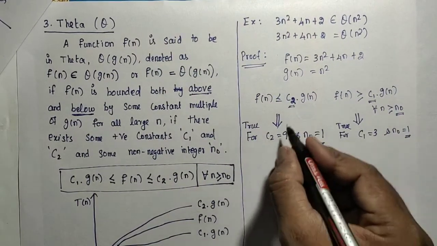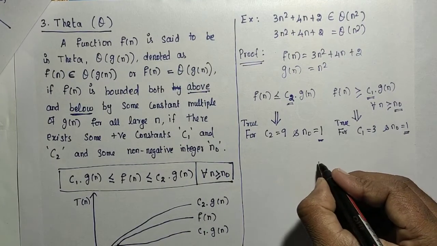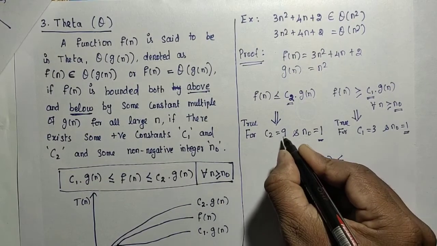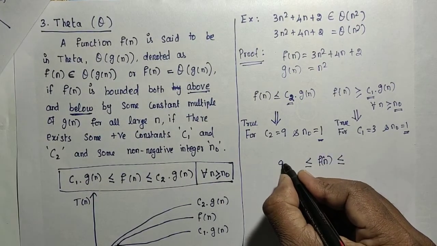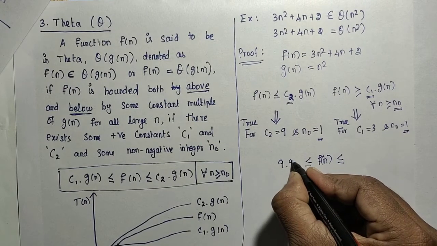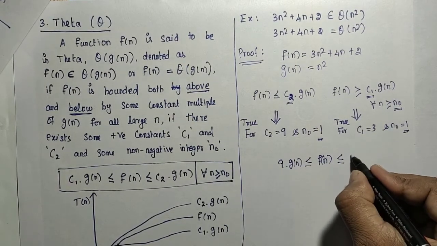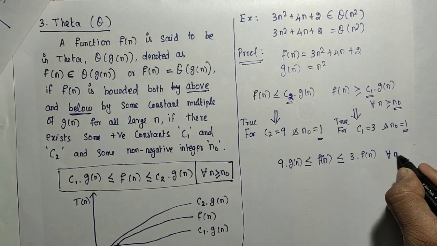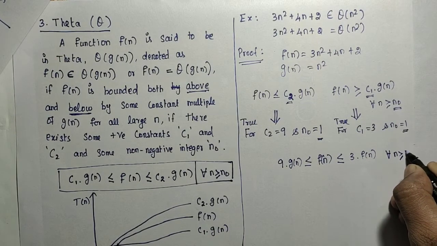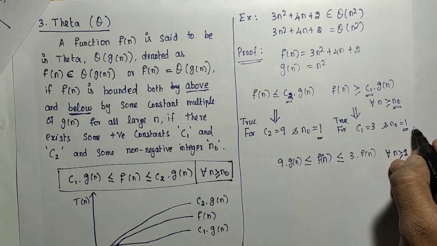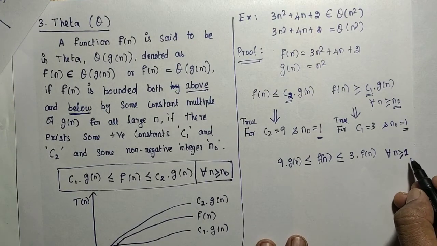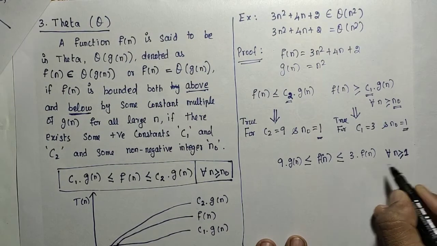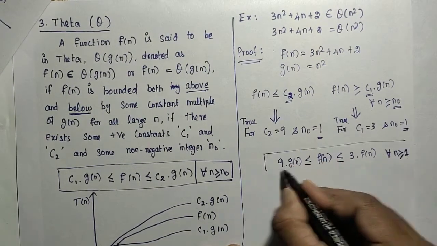So I can say that this function f of n is in between c1 and c2 into g of n. That is 9 into g of n, and 3 into g of n, for all n greater than or equal to n naught. The n naught value is 1 here. So which n naught do we have to choose? The maximum n naught we have to choose, so that you can say n is greater than or equal to 1. This condition is true.